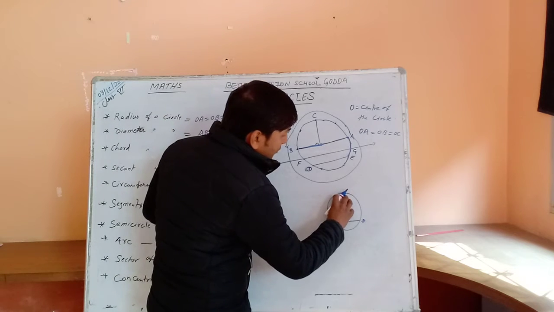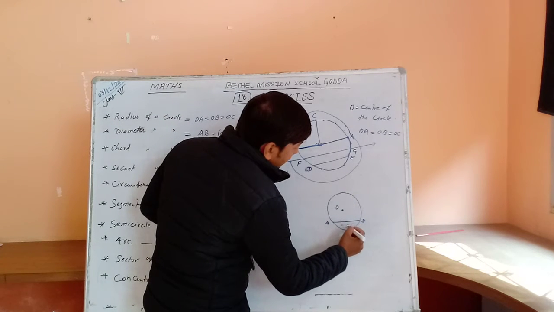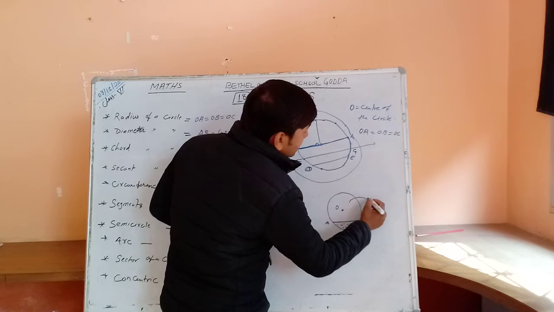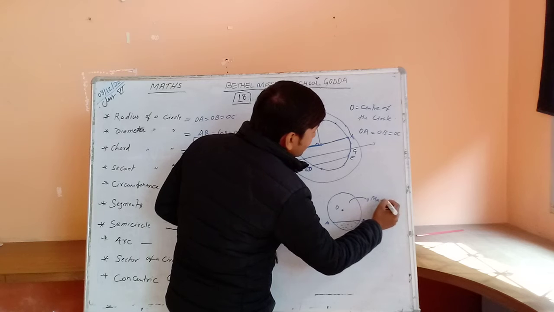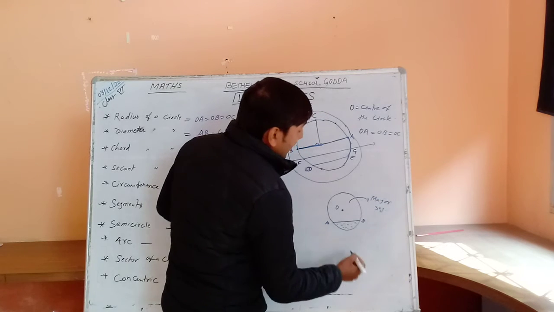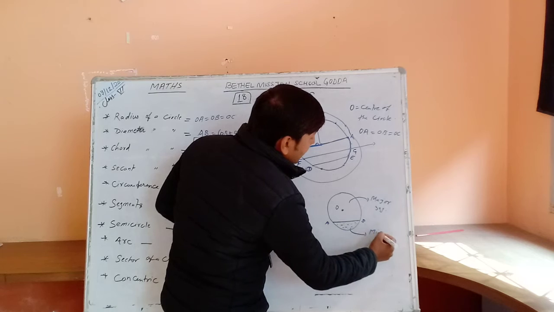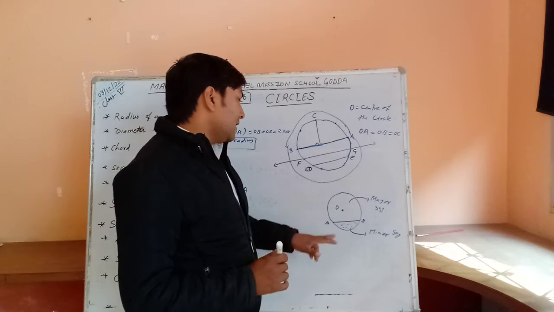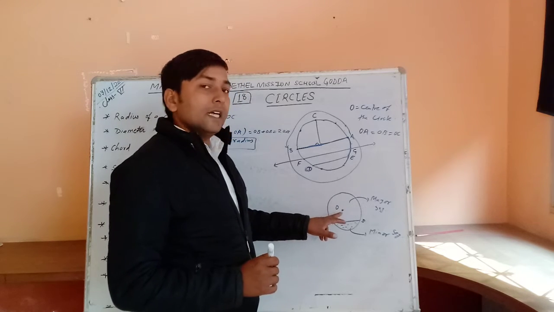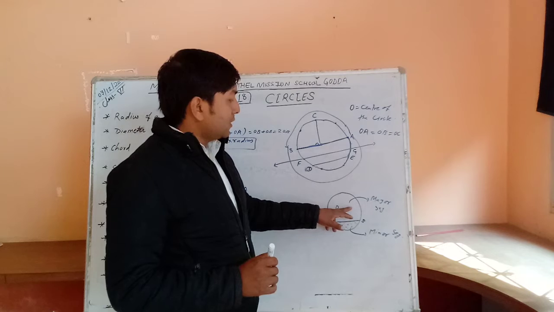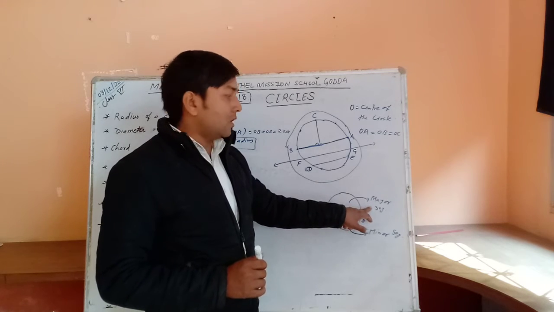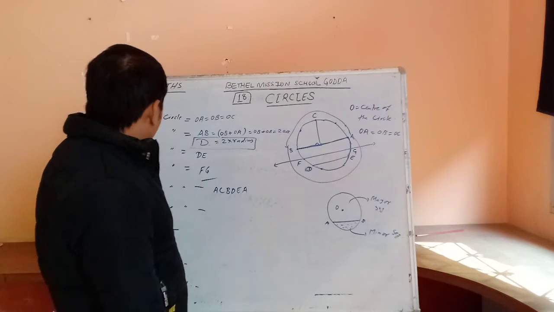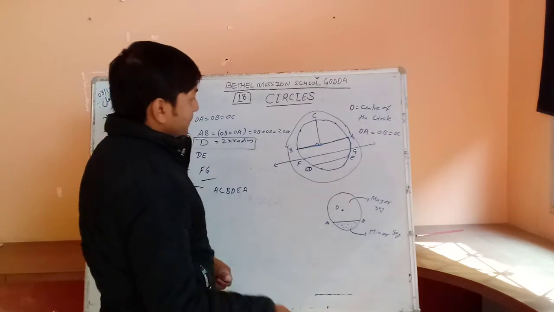This is a segment of a circle, and this is also a segment of the circle, but the bigger one is called the major segment and this is the minor segment. If a chord divides a circle into two parts, the bigger part is called the major segment and the smaller is the minor segment.